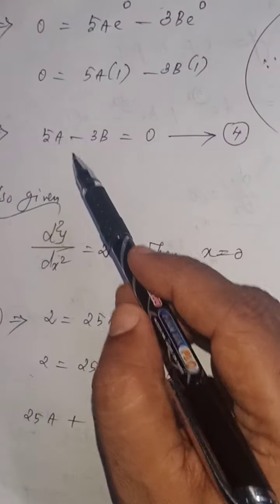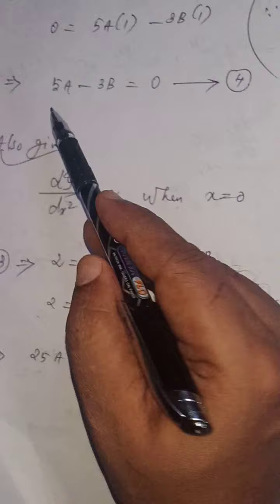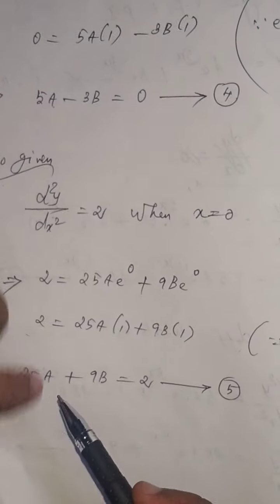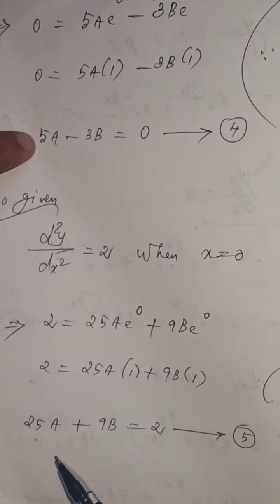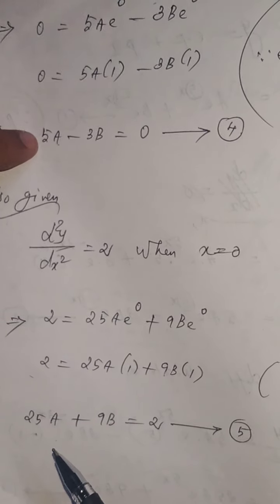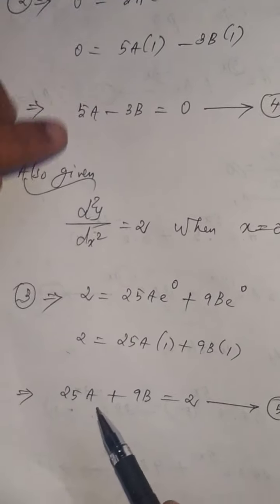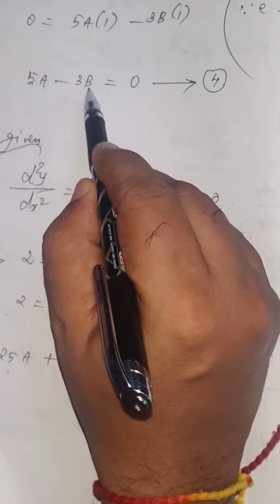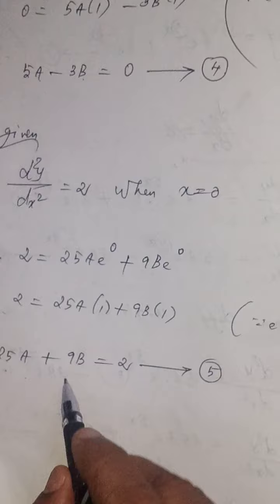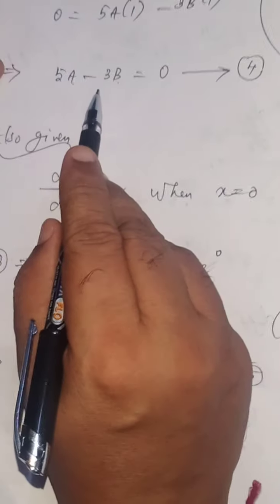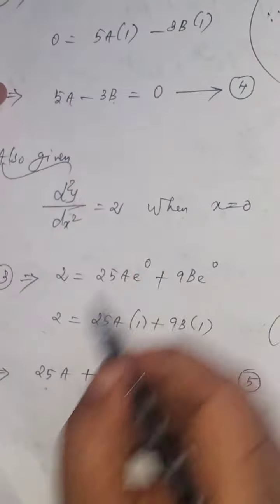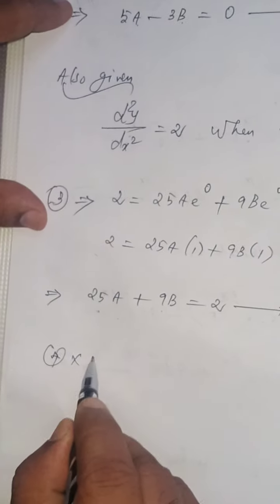Here you can eliminate either a or b. Here we have the coefficient of a as 5, here 25. For making them equal, you have to multiply equation number 4 by 5, 5 5s are 25. Otherwise, you can go for b. The b coefficient is minus 3, here 9. So it is better to eliminate b, it will be easy. You just multiply by 3. Fourth equation multiplied by 3.